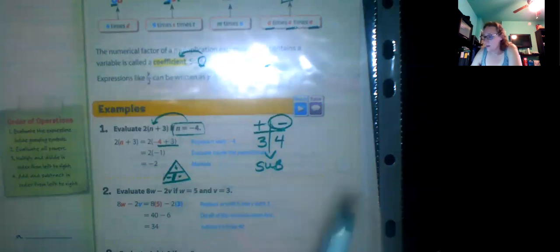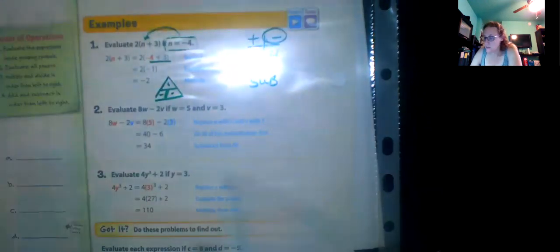Okay, and so you can see a couple other examples here. I'm not going to go through them, but you can see them. Here they plugged in W and they plugged in V to find their answer. And here they plugged in Y to find their answer. Okay, and of course you can use a calculator when you're at home. Okay, so we're going to go through a couple of these. So they tell us what C is and what D is.